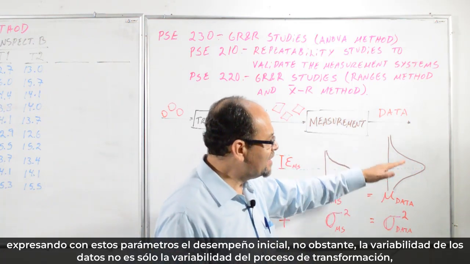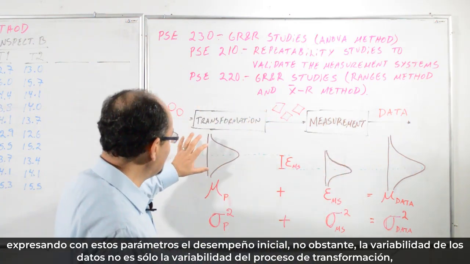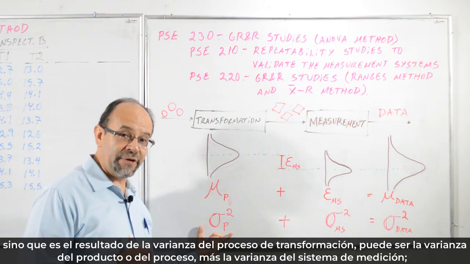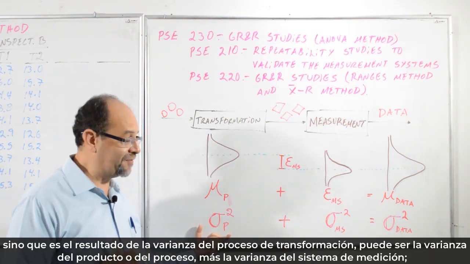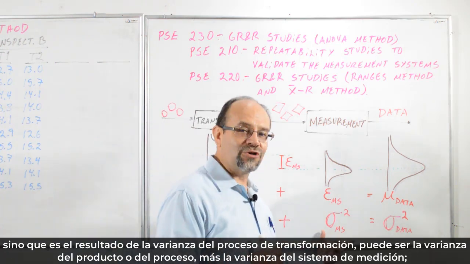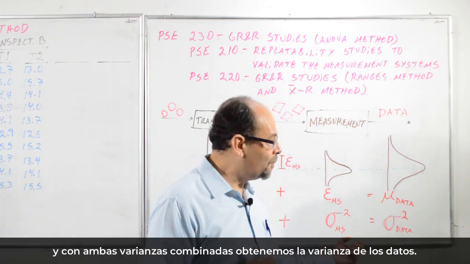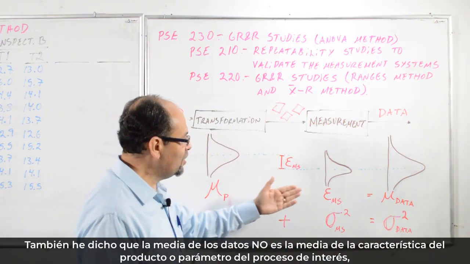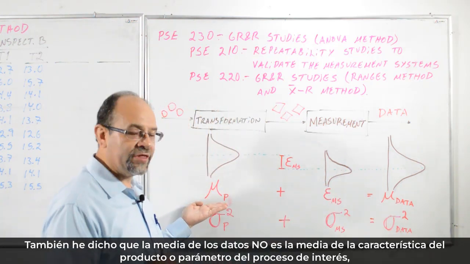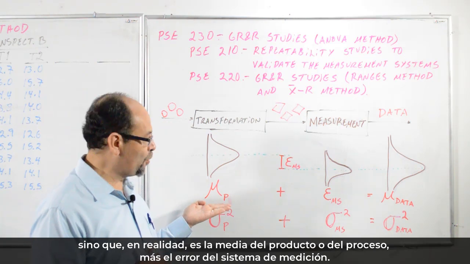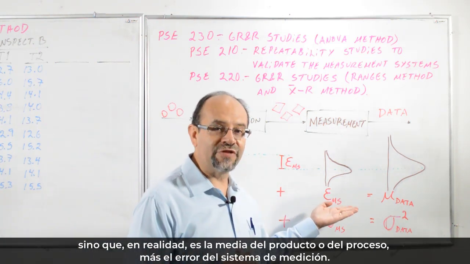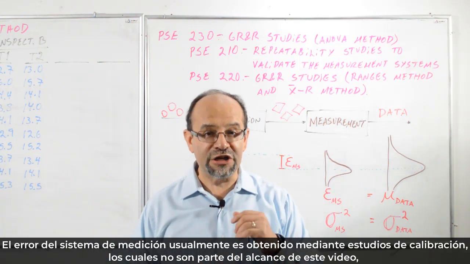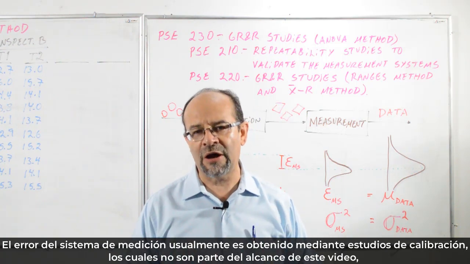But the variability of the data is not the variability of the transformation process only. It is the variance of the transformation process, which can be the variance of the product or the variance of the process, plus the variance of the measurement system. Both variances combined give us the variance of the data. Also, the mean of the data is not the actual mean of the product or process, but the mean of the product or process plus the error because of the measurement system. The error of the measurement system is usually obtained through calibration studies, which is not part of what I'm talking about in this video.